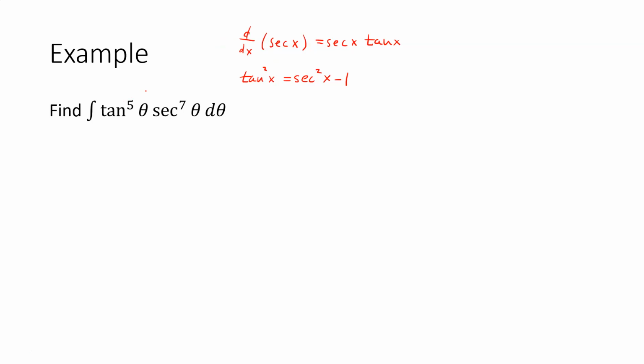So we'll think about how this strategy is going to play out here. The first thing we said was we'll split off one factor of each. So I'm going to take one factor of tangent and one factor of secant. So we'll have tan fourth secant to the sixth, and then secant theta tan theta that we're saving. This is the piece that we're going to save for the substitution.